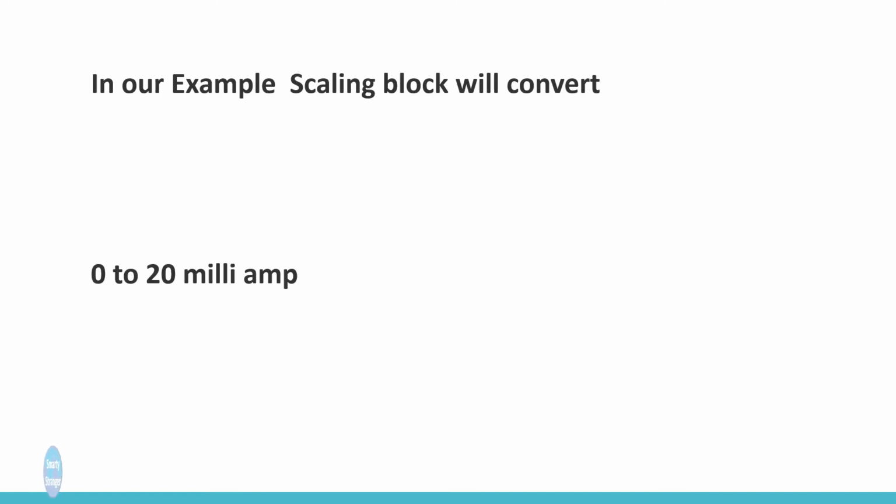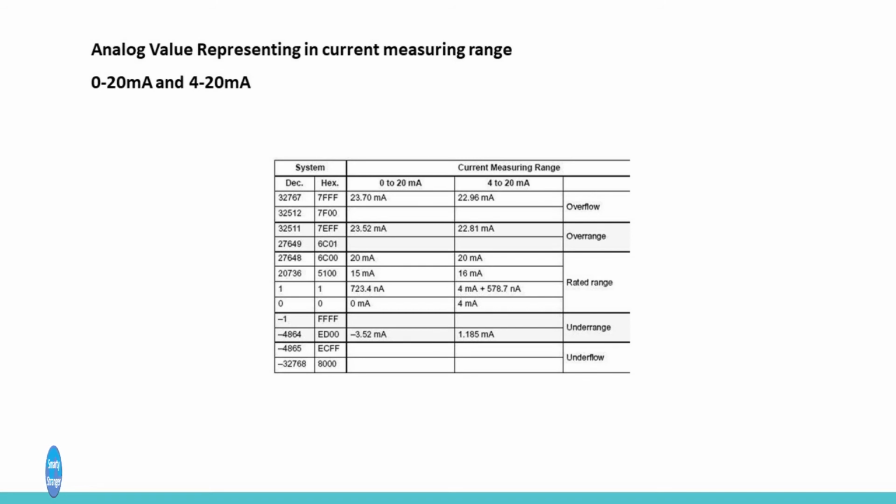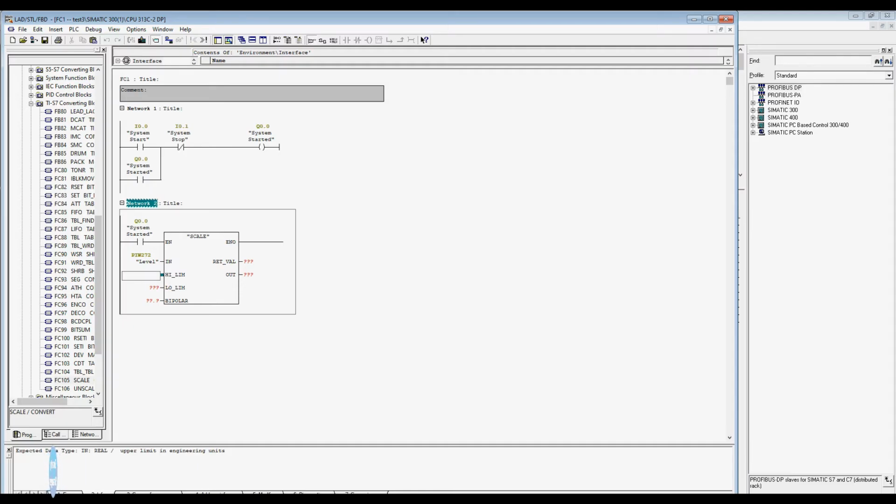In our example, the level sensor will convert 0 to 1000 liters into a 0 to 20 milliamp signal. An analog card will convert this milliamp into 27,648 counts. The PLC also has an over control range, 27,649 to 32,511, and overflow, 32,767. At 0 liter it gives 0 value, and at 20 milliamp it gives 27,648.